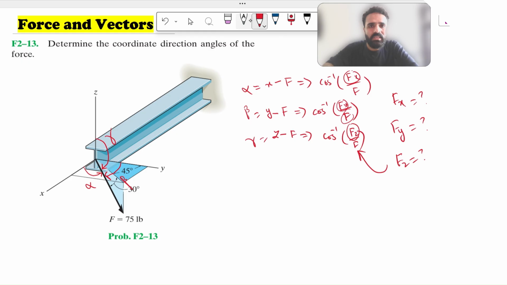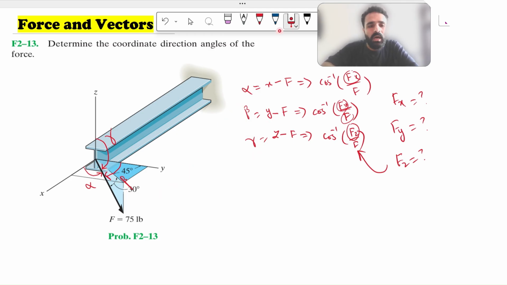Here you can see that the structure looks a bit complex. So I will be resolving this question in such a way that you will be able to solve it very easily. We will be solving step by step. Here we have two triangles, this triangle and another one. We will apply trigonometry in one triangle, then apply trigonometry in the other triangle. Then we will be able to solve for Fx, Fy, and Fz, and after that for alpha, beta, and gamma.